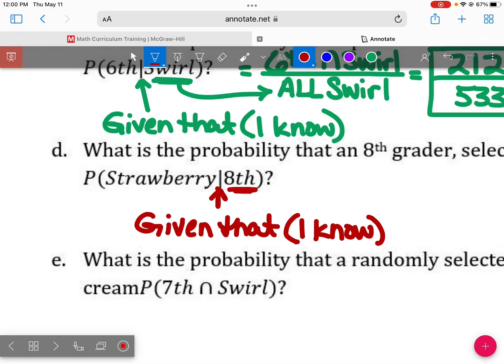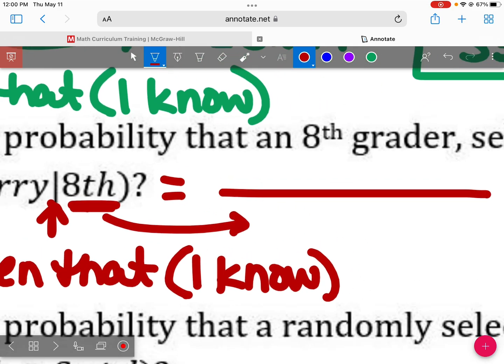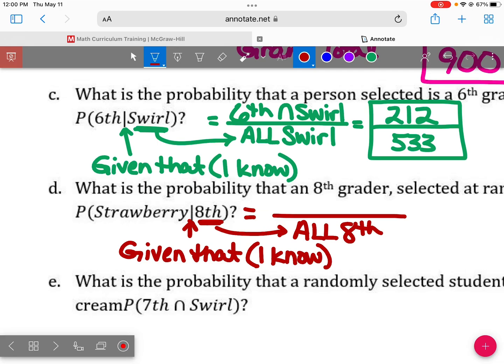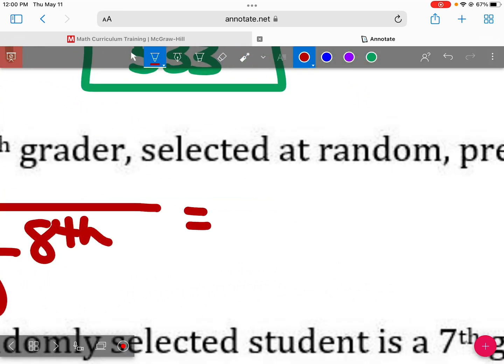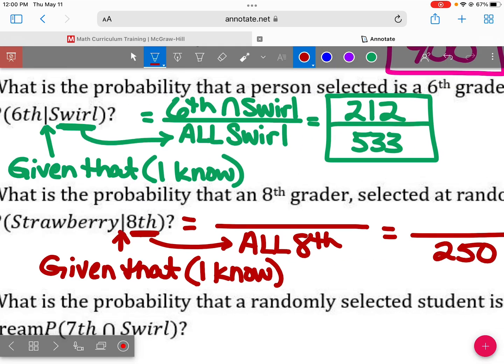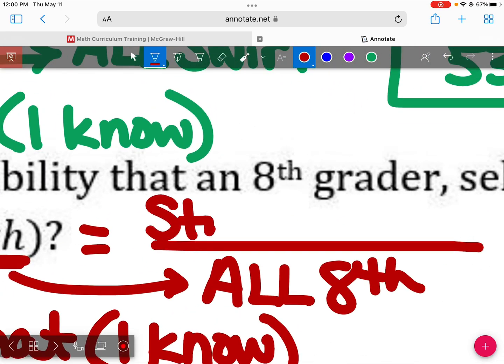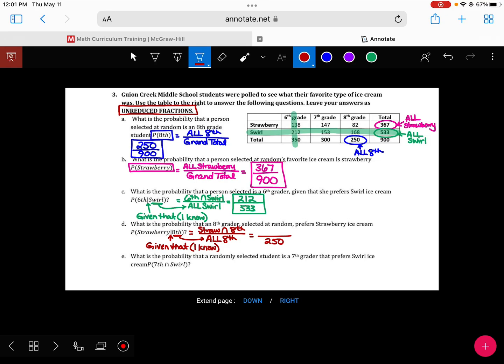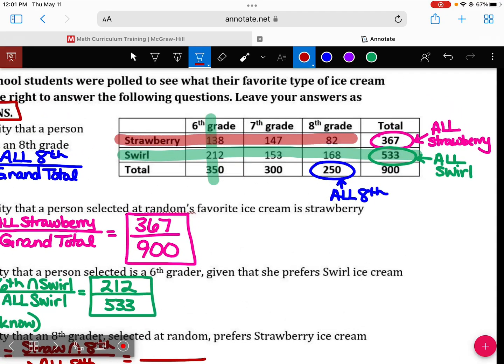Yeah, this time what I know is the 8th grade. So in my denominator is all 8th grade. So what's my denominator going to be? 250. The numerator is strawberry intersecting with 8th grade. Yep, here's strawberry, here's 8th grade, so that intersection is 82.